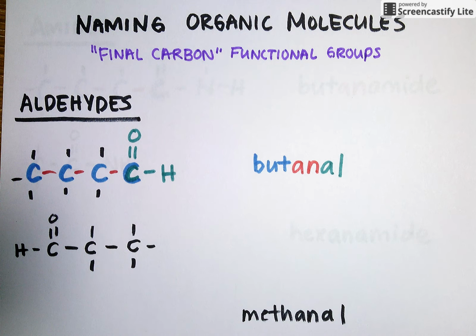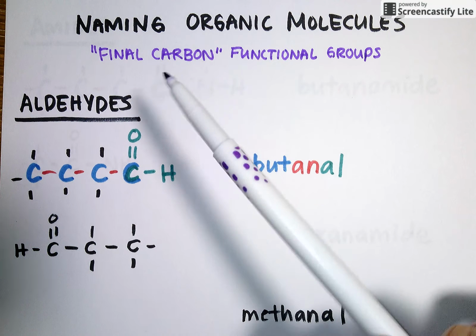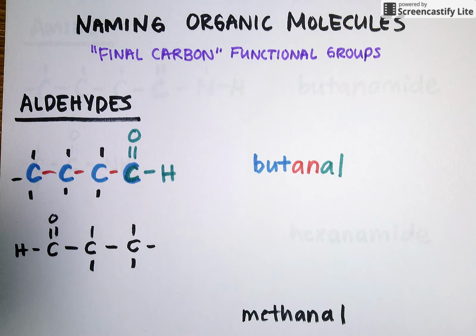Hi everyone! This video is going to be looking at naming organic molecules, and in this case we're going to be looking at molecules that have functional groups that will always fall on the final carbon. So we're going to find that these types of organic molecules aren't going to have any numbers in their name because we can always predict exactly where their functional group will fall.